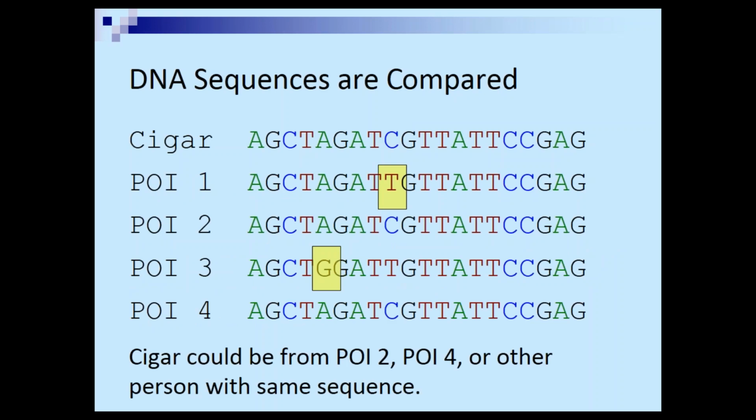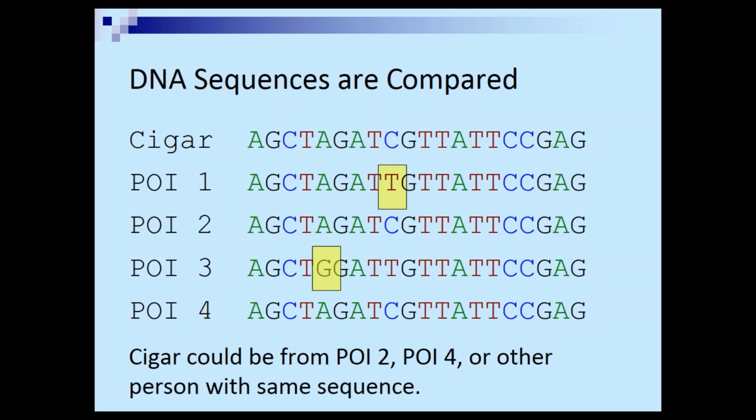So here, this sort of shows we got mitochondrial DNA from a cigar, maybe just a little bit of saliva on it. DNA analysis, STR analysis fails. And here we have a person of interest. Okay, 1, 2, 3, and 4. All right, what do we do?